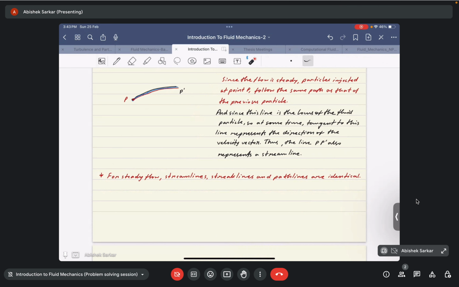But fundamentally streamlines can never be visualized, at least physically, right? What can be visualized is only the streak lines. But in the case of steady flows, since these three lines are identical, we can say that the lines that we are seeing or visualizing are essentially the streamlines of the flow as well. So that's a very important definition.